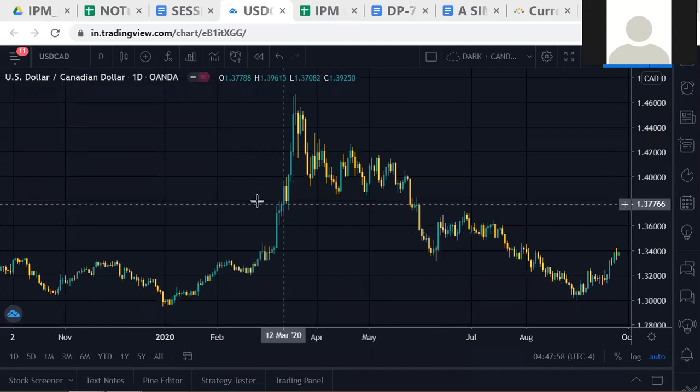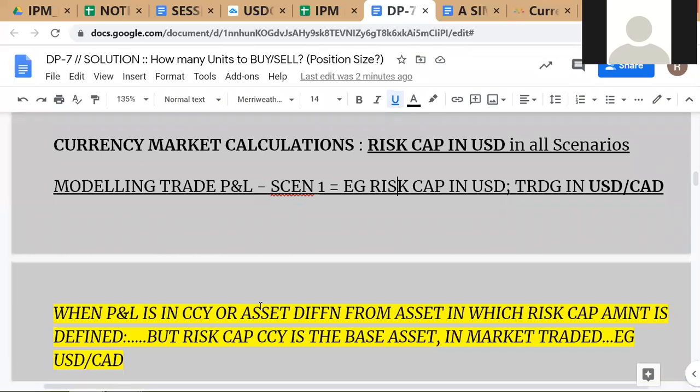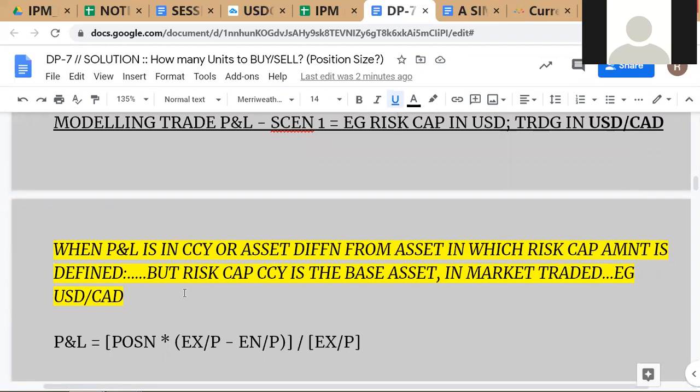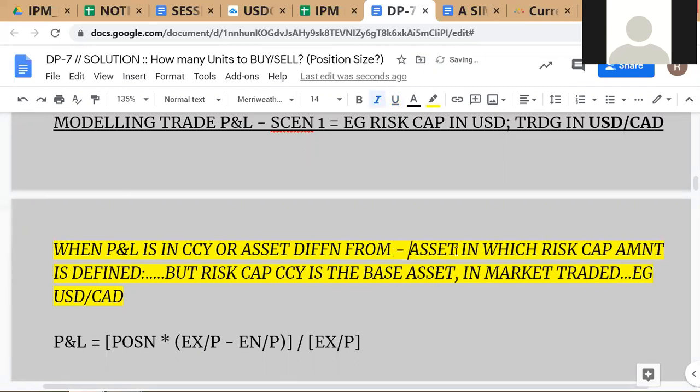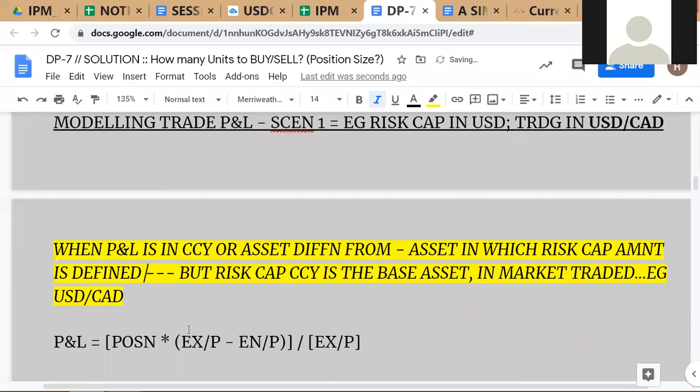Quickly, we are going to do the first example of the first scenario, calculation of P&L. We have written this in general terms. It sounds very confusing when you read it, but it's not that complicated. The first scenario is the P&L is in a currency or asset different from the asset in which risk capital amount is defined, which in our three scenarios is always US dollars. But the risk cap currency is the base asset in the market traded.